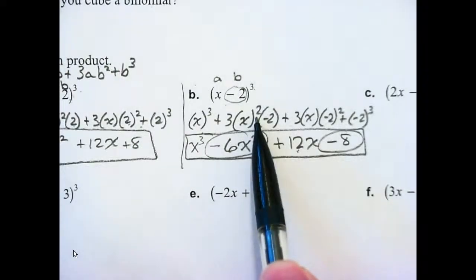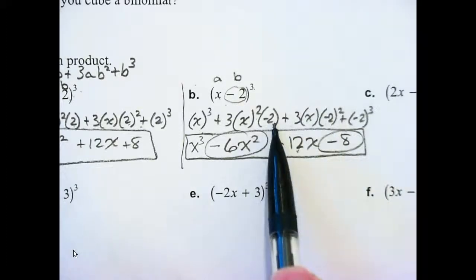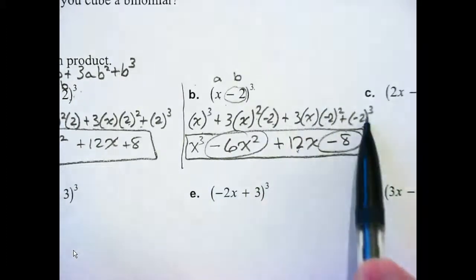This one was raised to the second. This was raised to the first, and this one was to the third. What if it was raised to the fifth? Would it change it?